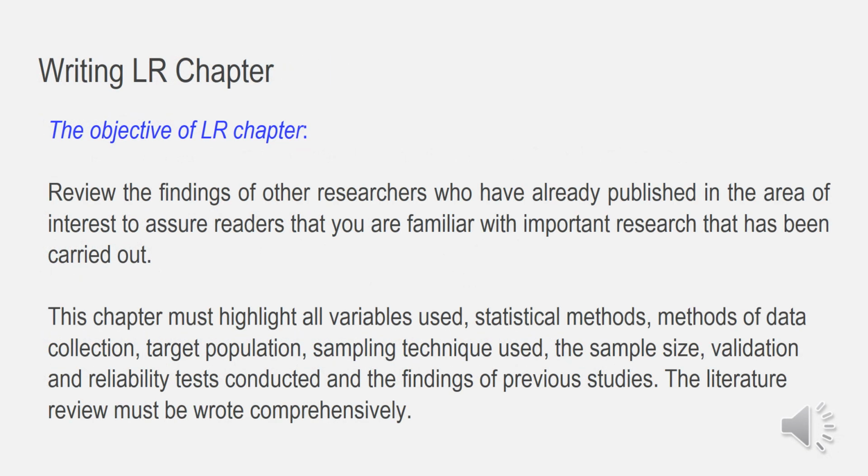Writing the literature review chapter. Objective of chapter: review the findings of other researchers who have already published in the area of interest to assure readers that you are familiar with important research that has been carried out. This chapter must highlight all variables used, statistical methods, methods of data collection, target population, sampling technique used, the sample size, validation and reliability tests conducted, and the findings of previous studies. The literature review must be written comprehensively.